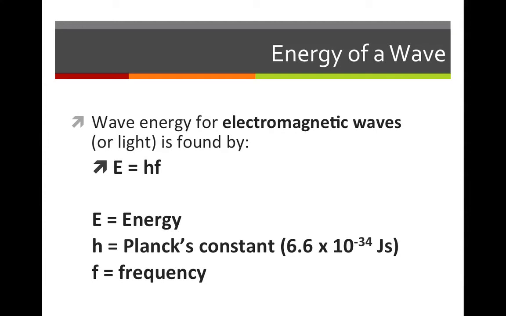Now you don't need to know what joule seconds is yet. That would be coming in the future, but the units are J·s. And then f is frequency. So if you multiply the frequency of a wave times Planck's constant, you get the energy of that wave in joules. And joule is going to be a unit for energy, which we will learn soon.